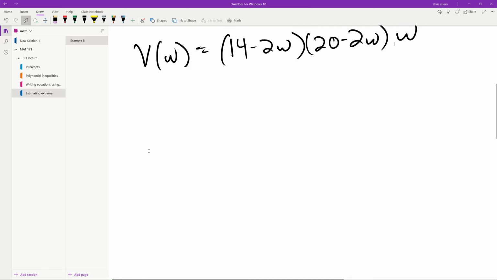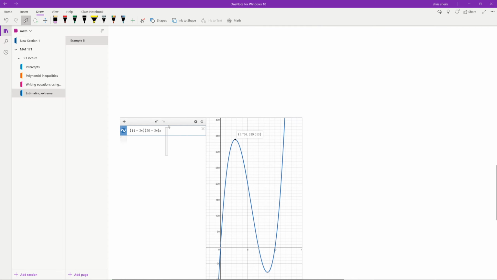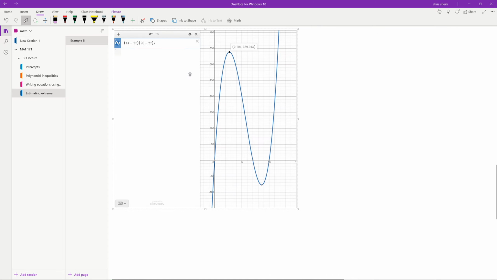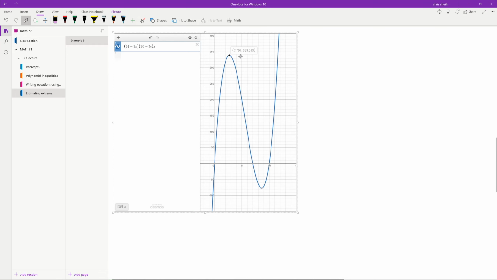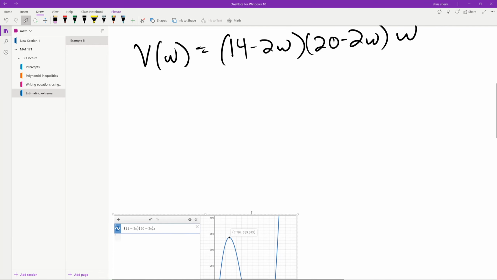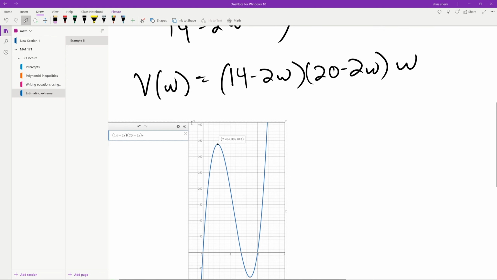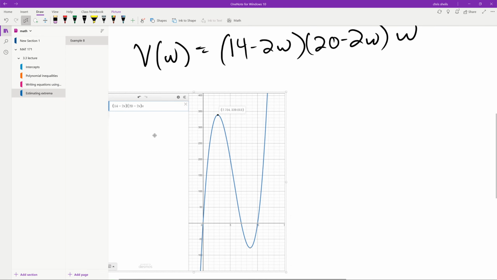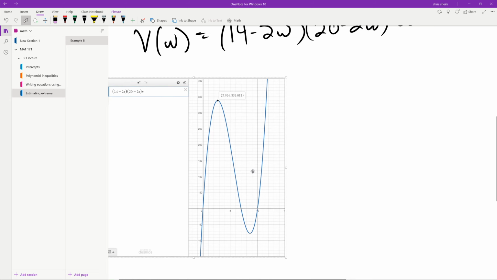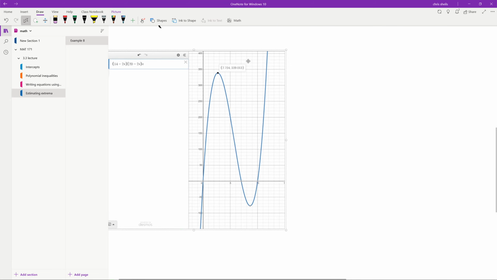So, if I graph this thing, which I've already done, I see here that I have a maximum volume of 339.013 centimeters cubed. And this occurs when w is equal to 2.704.